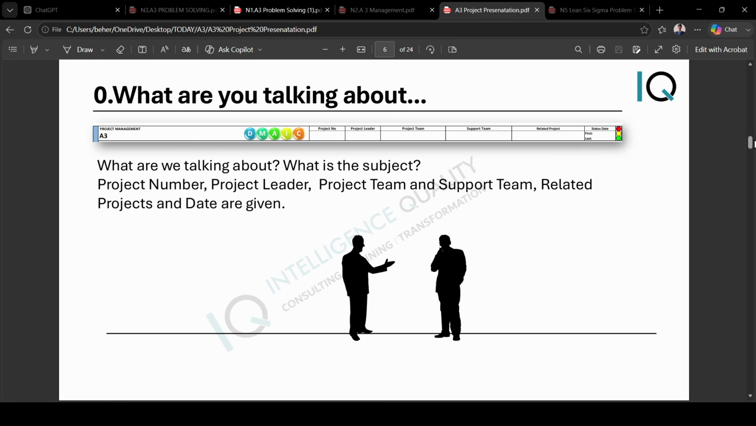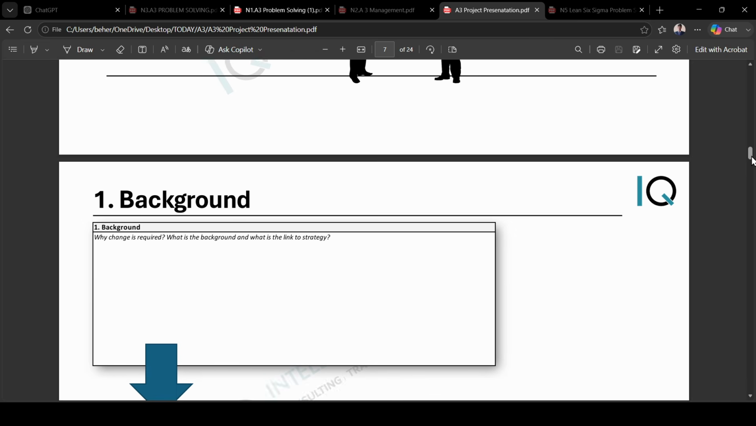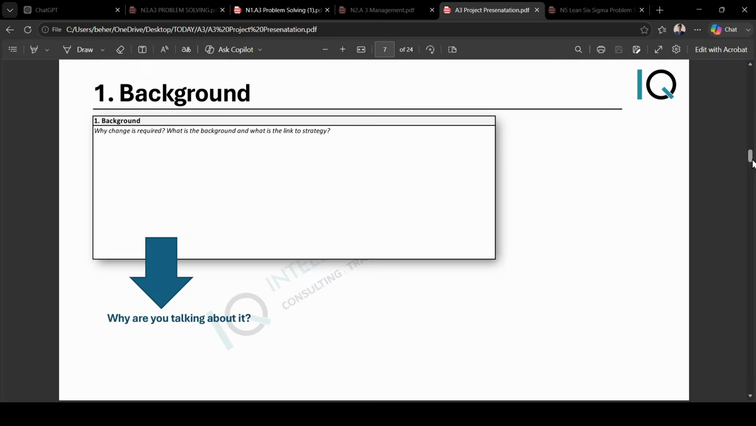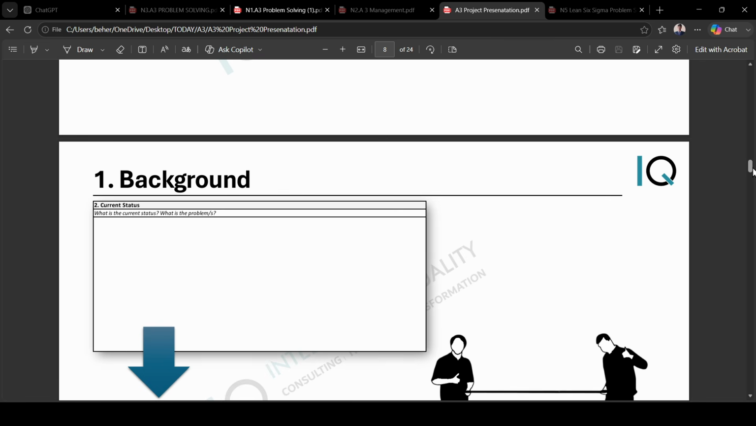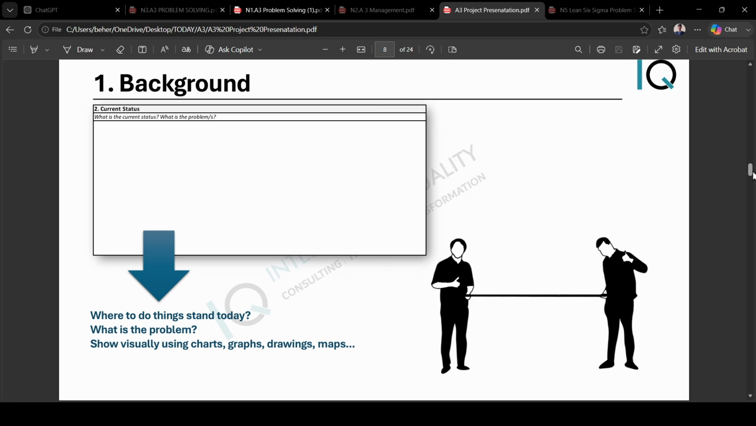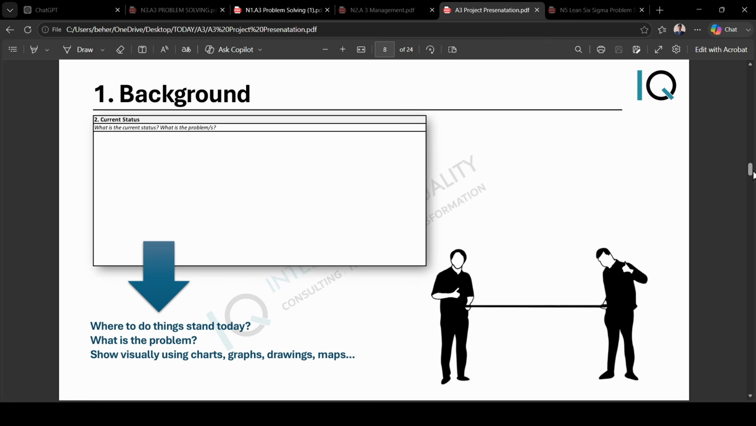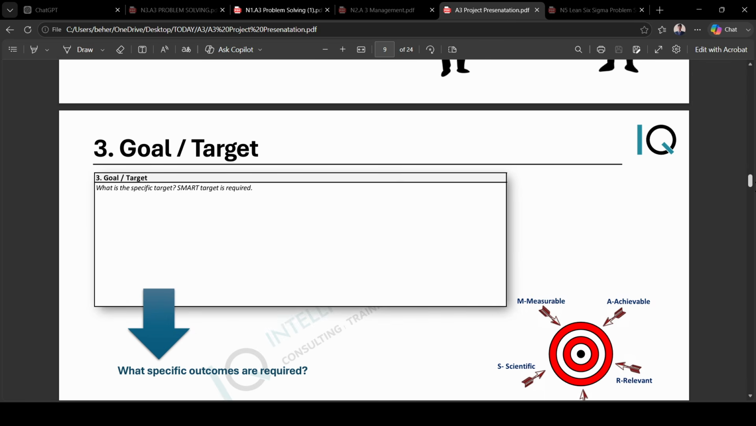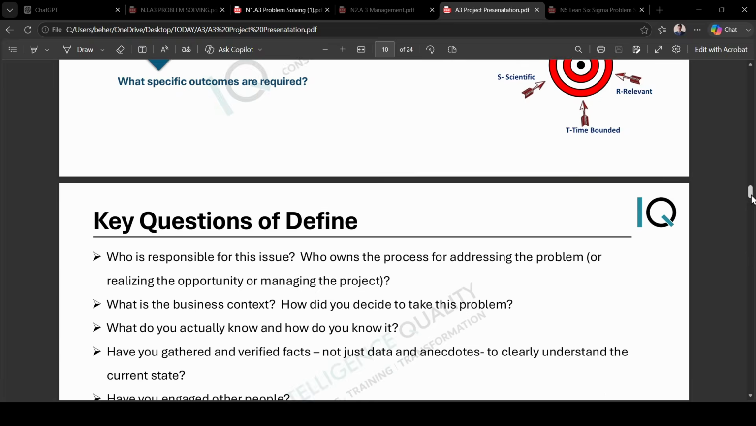What is the project? Project number, project leader, project team, support team, related projects, and dates are given. Background: why are you talking about it? Current status: where do things stand today, what is the problem, showing visually using charts, graphs, drawings, and maps. Goal and targets: what specific outcomes are required?